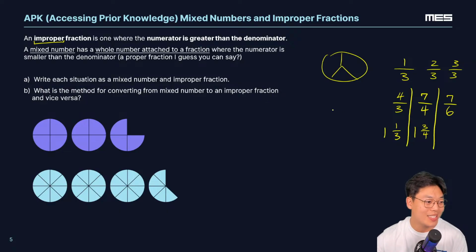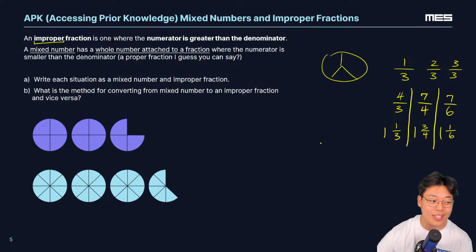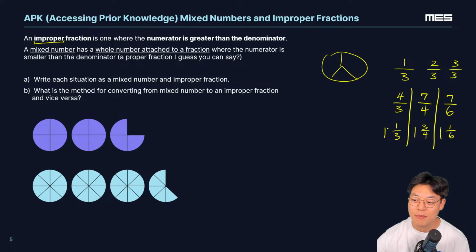1 and 1/6. Chloe, you're number 1 in the chat right now. Beautiful work. We have 1 and 1/6. Awesome. Notice how our denominators stay the same, and the only thing that's changing here are our whole numbers in front of the mixed number and our numerators. Great stuff, Chloe. Easy peasy, right?